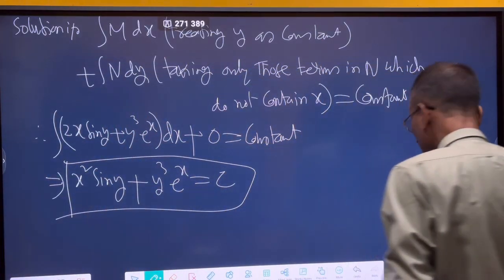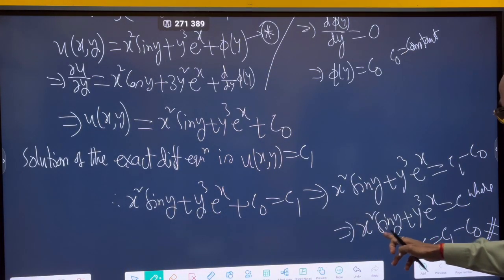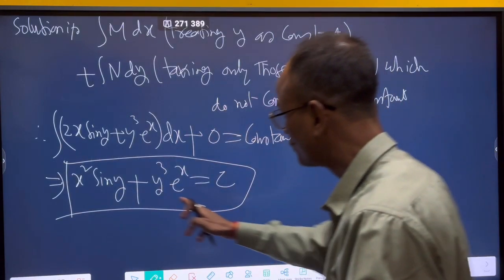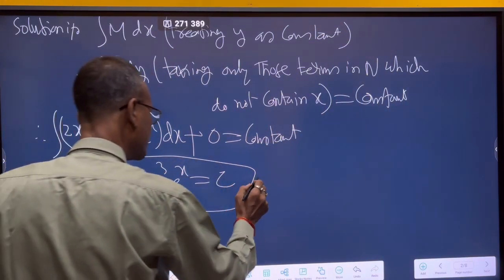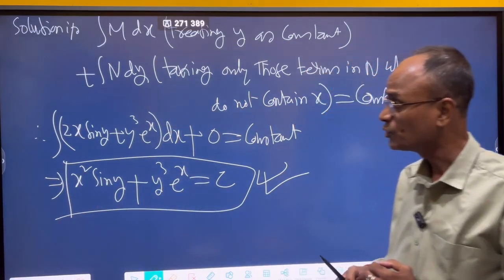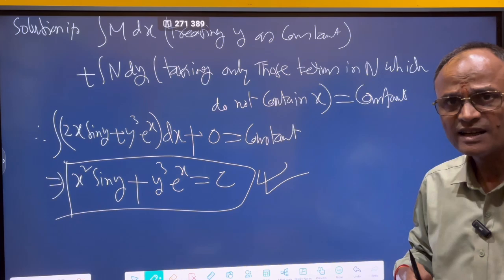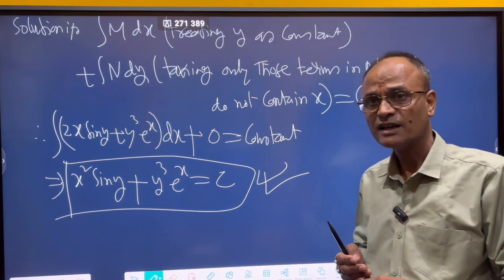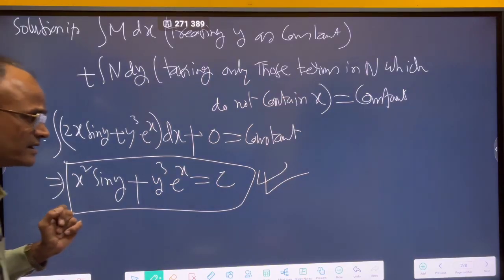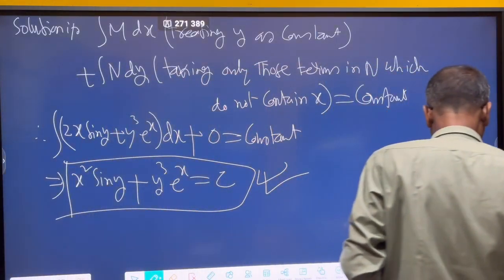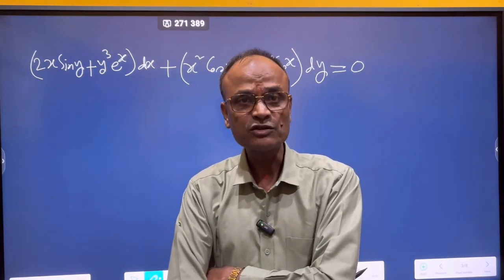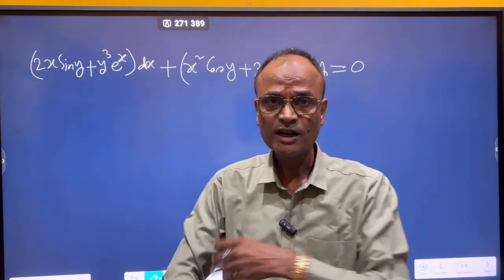In the previous way, you see x square sin y plus y cube e to the power x equal to constant. This is method 2. We have already discussed in previous classes. Now, let us try to solve this problem by using method 3. By grouping method, we shall solve this equation.